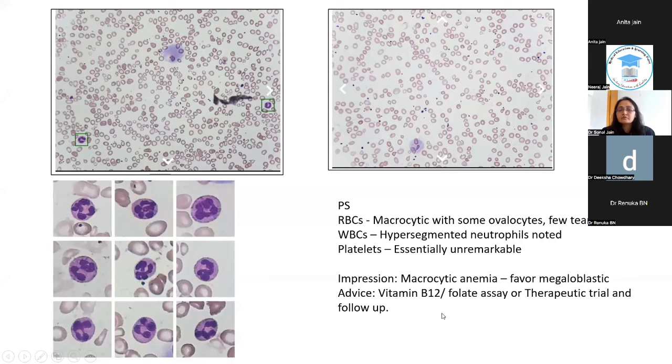So again, the therapeutic trial, I don't want to discuss the academic classification of therapeutic trial because that doesn't work in practice. The easiest way is to tell the doctor, give B12 and folate and do a repeat hemogram after 5 days. You will see increased reticulocyte count or polychromatophilia in the peripheral blood.